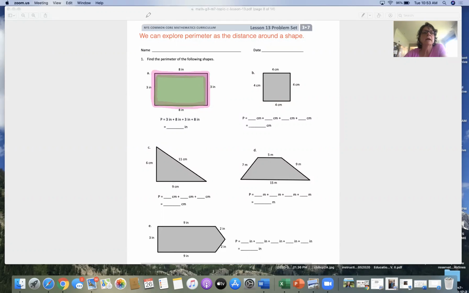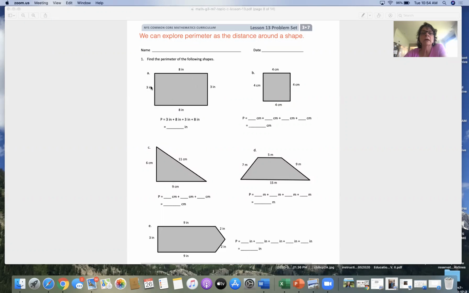I'm going to clear my highlighting there, and we'll go ahead and start with our first shape. Our first shape is a polygon because it's closed and has straight sides. It has four sides, so we call it a quadrilateral, and because it has four right angles here in the corners, square corners, it is a rectangle.